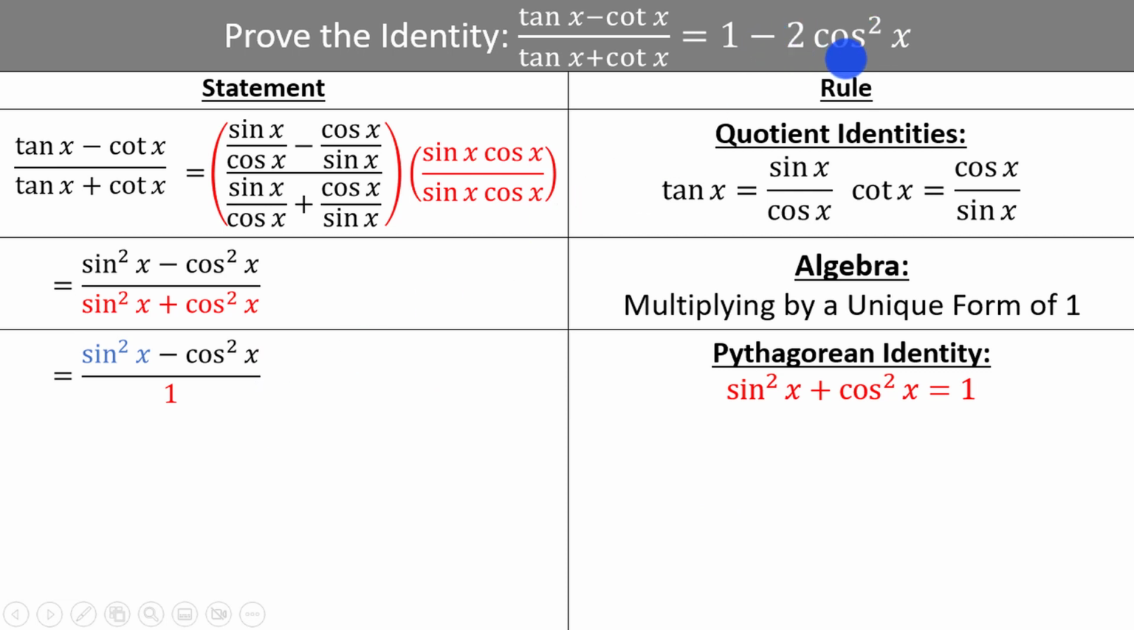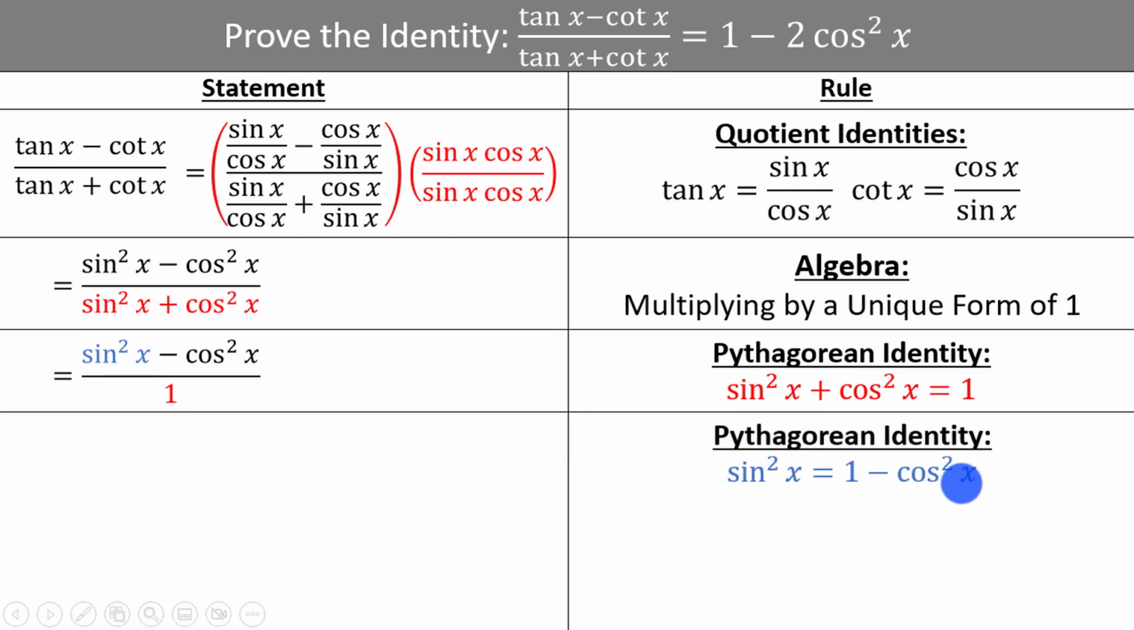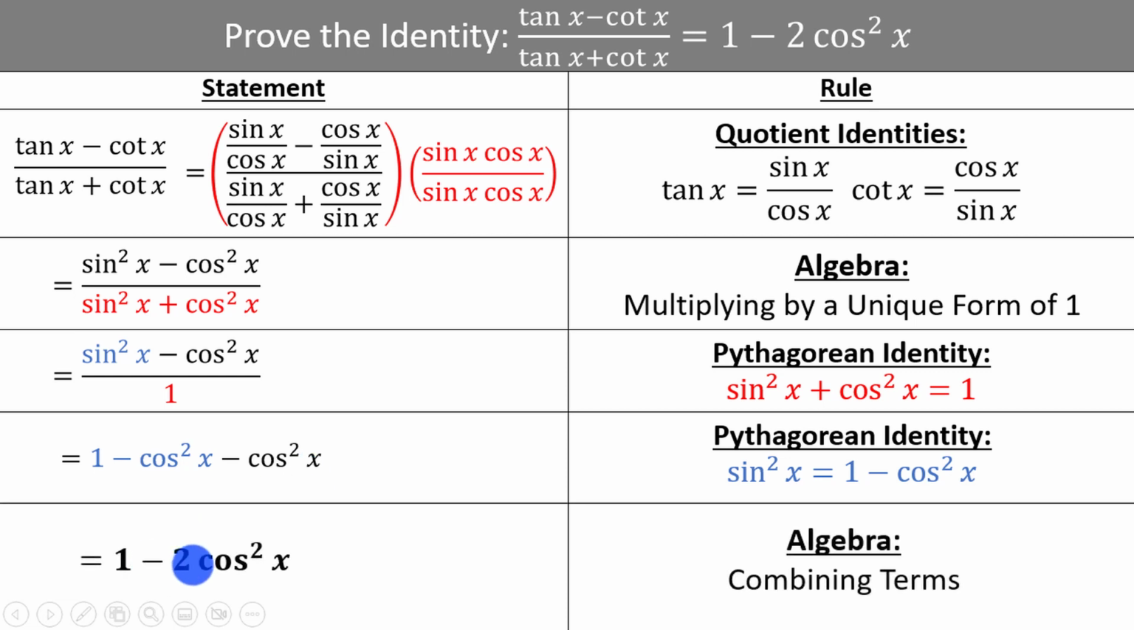Now if we look at the final expression we would like to reach, we have 1 minus 2 times cosine squared of x. Perhaps we would like to get rid of the sine squared of x, since our final answer does not have to do with sine. We know that sine squared is the same thing as 1 minus cosine squared by one of the Pythagorean identities. Therefore, we can replace sine squared with 1 minus cosine squared in our problem. We will have 1 minus cosine squared minus cosine squared. This is the same thing as 1 minus 2 cosine squared, since we are subtracting 2 cosine squareds. We justify this with algebra, combining our cosine squared terms. At this point, we have matched the right-hand side, so we are finished with our proof.